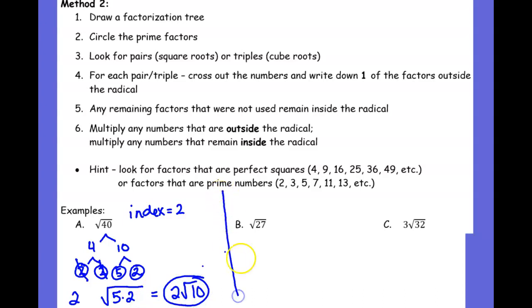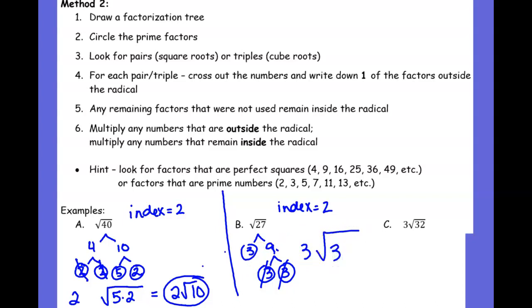All right, if I look at B, again my index is 2. I'm going to start out and factor it. And I'm going to do 3, whoops, I've got 3 and I've got 9. Whoops, I forgot to write the 9 down. Okay, so I've got 3 and 9, and then with 9 I can have 3 and 3. All right, since my index is 2, I'm just looking for my pairs. So I've got 3 and 3, that comes outside, and then what's left over is just a 3. So that would be my answer.